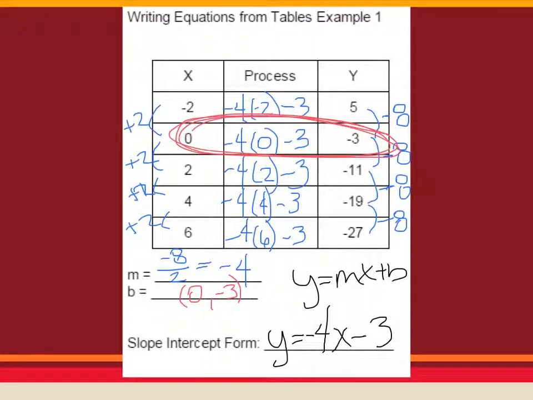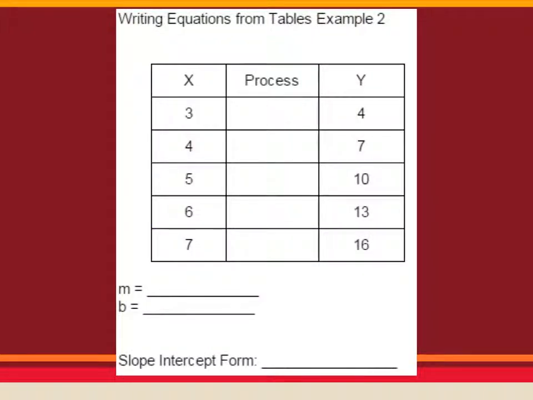For our last example, our second example for writing equations from tables, we're going to do the same thing. Notice this time in our table we don't have our y-intercept showing, we don't have our value of x, so we're definitely going to need to use our slope to help us find that.